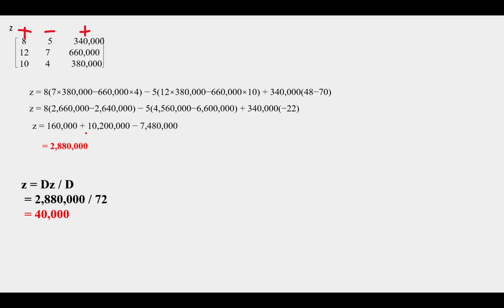To find the value of z, we're going to get the determinant of z and divide it by the major determinant. The determinant of z is 2,880,000 Uganda shillings. We're going to divide it by 72, which will give us 40,000 Uganda shillings. So I believe we've solved the value of x, the value of y, and the value of z, and understandable to all unless otherwise.